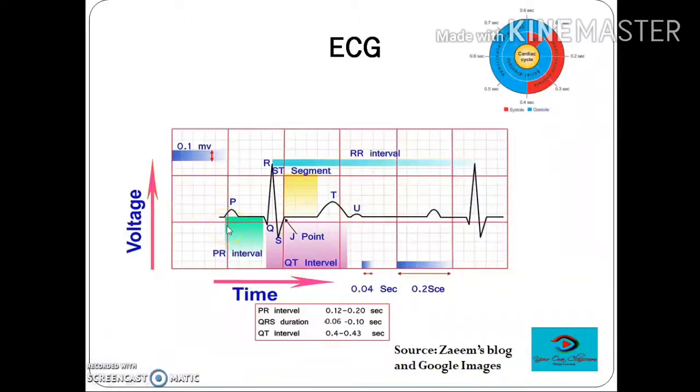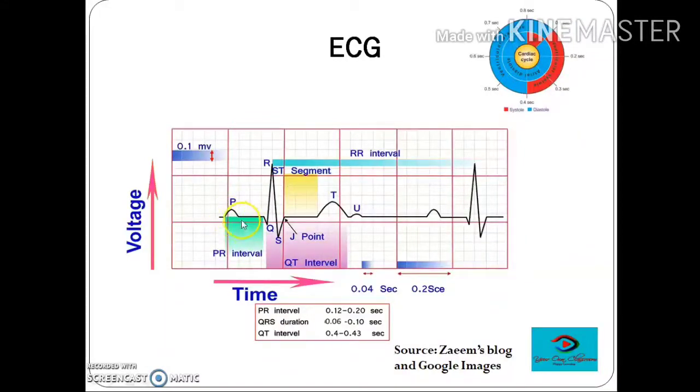P wave indicates atrial depolarization and is a small upward deflection of the ECG. When I say atrial depolarization, I am referring to atrial systole or atrial contraction. From the cardiac cycle diagram, you must be knowing that atrial systole is the first event of the cardiac cycle, and it is of 0.1 seconds. It's a very transient stage. That's why it has a very little deflection in terms of the voltage.